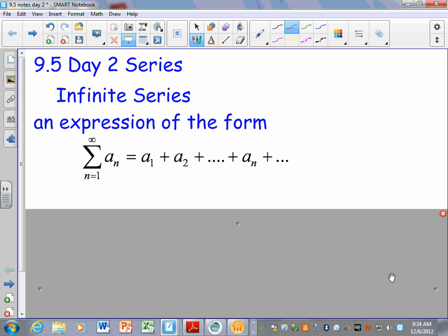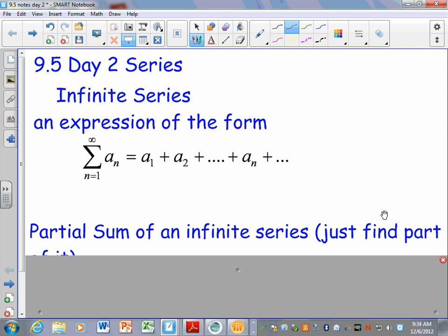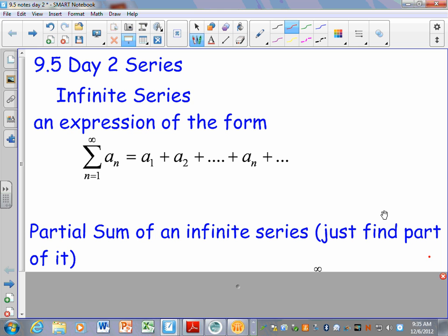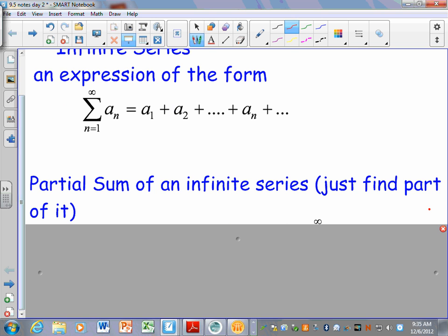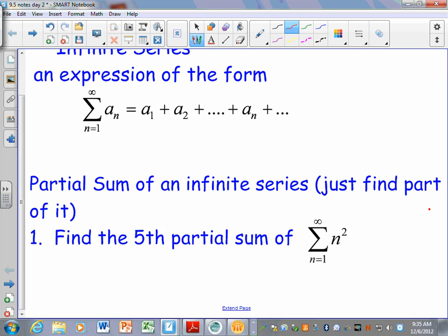So we got two things to focus on today. One is, sometimes they give you an infinite series, but they only want you to find part of it, and they call that a partial sum. So the partial sum of an infinite series means you don't have to add up to infinity. And so part of your homework today kind of looks like this.